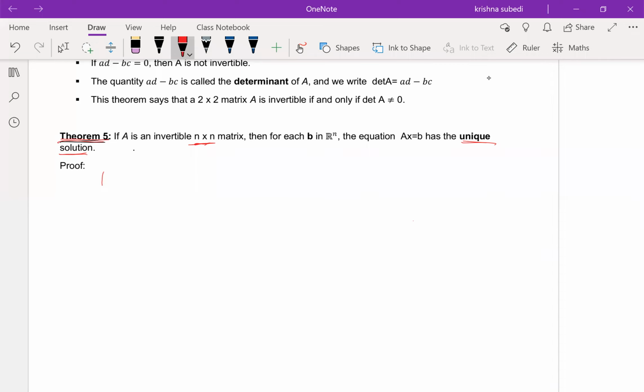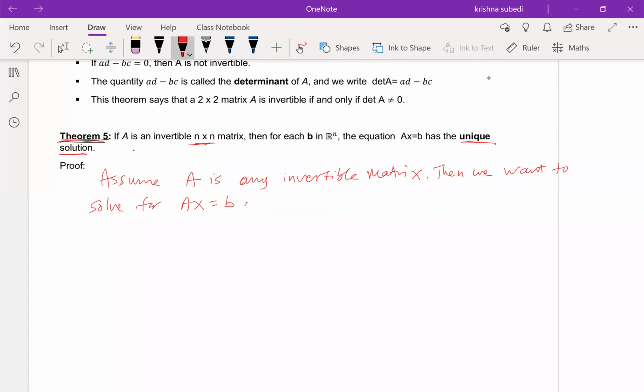Let us assume that A is any invertible matrix. If it is not invertible, then we cannot find the inverse matrix, so this theorem does not apply in that case. Assume that A is any invertible matrix. Then we want to solve for Ax equals B. That's what we want to solve, right?